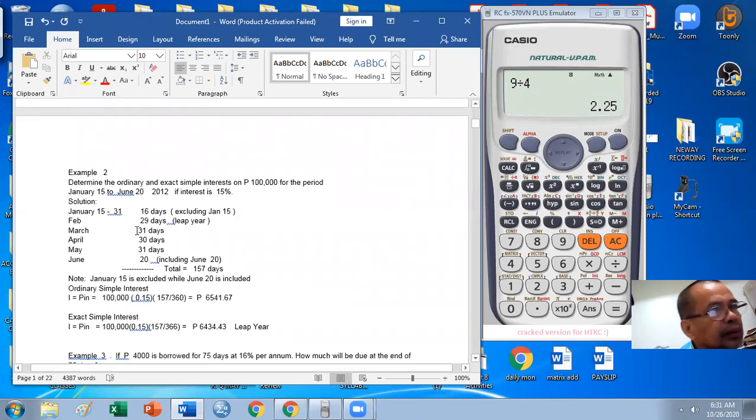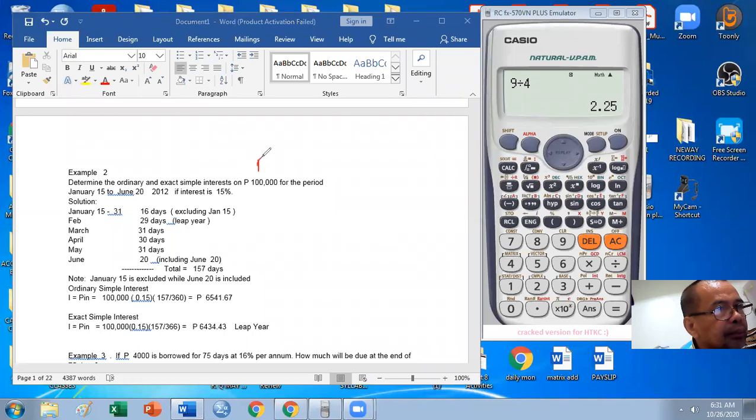Determine the ordinary and exact simple interest on 100,000 for the period January 15 to June 20, 2012, if the interest is 15%. So you see here, this is our principal P, and then we will have to compute the number of days. This is your interest i. Now look, when we say exact simple interest, you will have to convert the number of days to years. You count the days. From January 15 to 31, that will be 16 days. January 15 is not included.